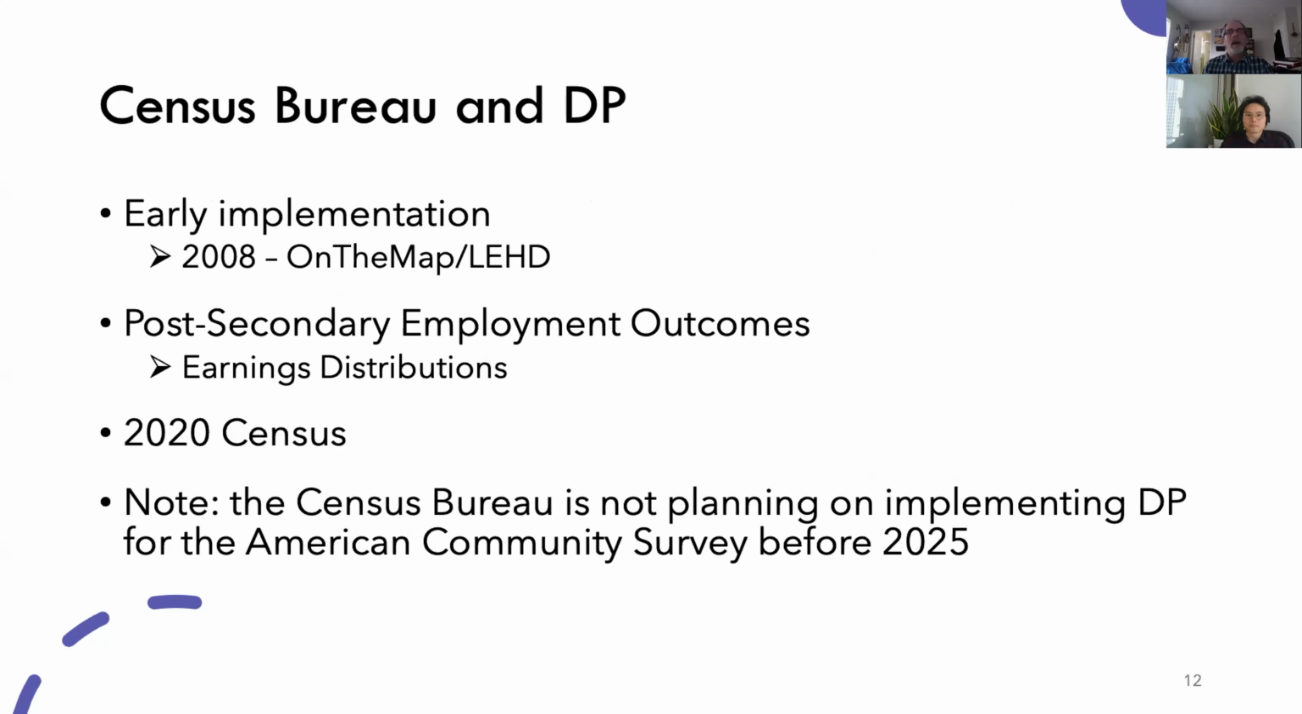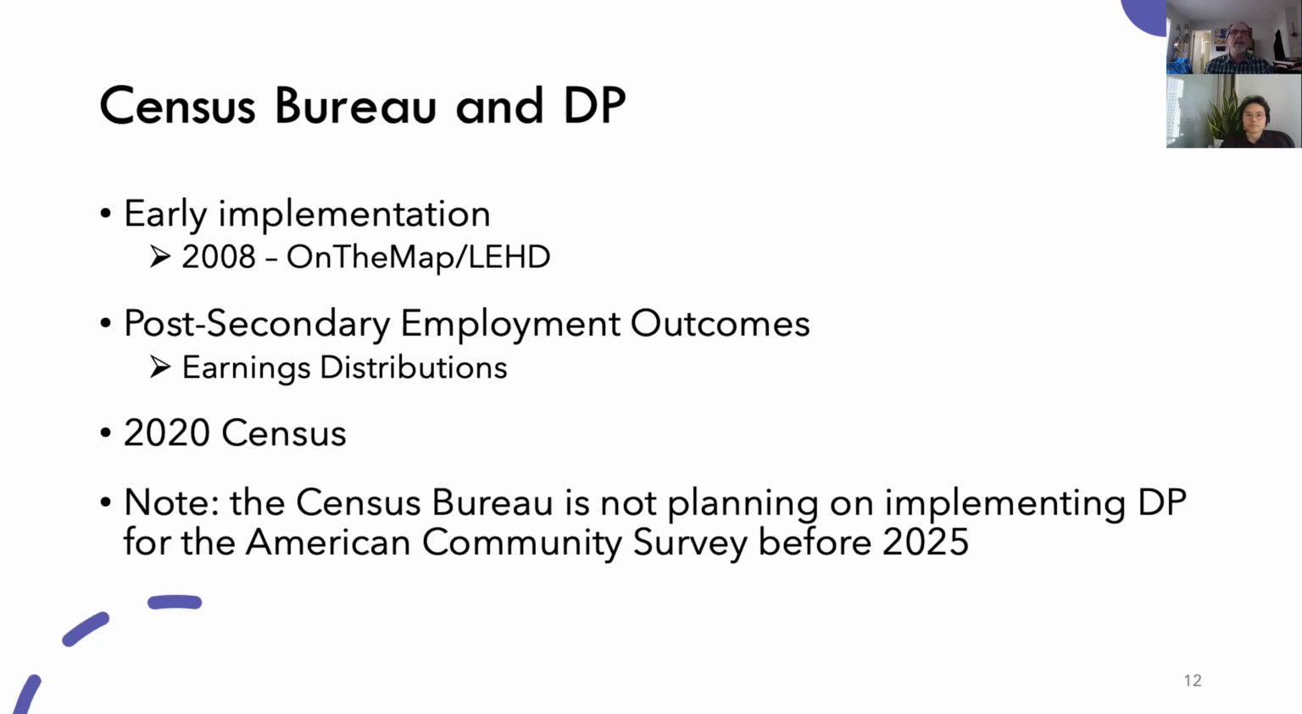Okay. So the Census Bureau has implemented differential privacy on a few different data sets. The earliest implementation was back in 2008, where they used an application called OnTheMap, which is primarily labor and household dynamics. They've recently implemented this for post-secondary employment outcomes, especially for earnings distributions. Now they are in the process of proposing utilizing this for the 2020 census.